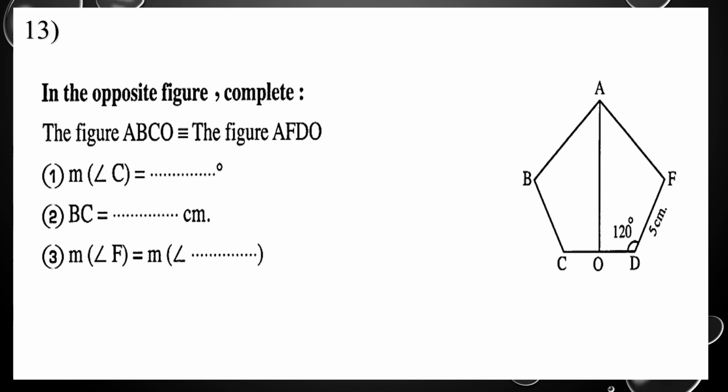In the opposite figure, complete: the figure ABCO is congruent to the figure AFDO. Measure of angle C equals the measure of angle D, so the measure of angle C equals 120 degrees. BC equals how many centimeters? BC is congruent to FD, and FD equals 5 centimeters, so BC equals 5 centimeters. Measure of angle F equals, is congruent to, the measure of angle B.